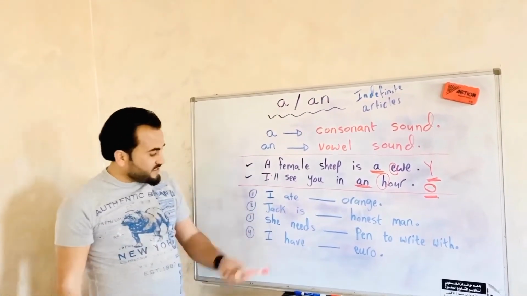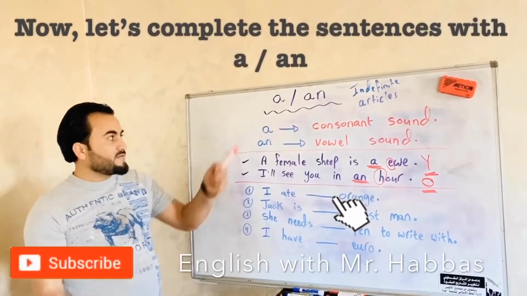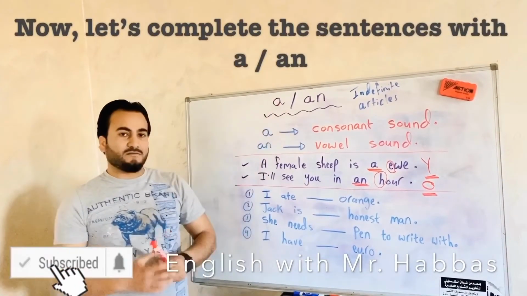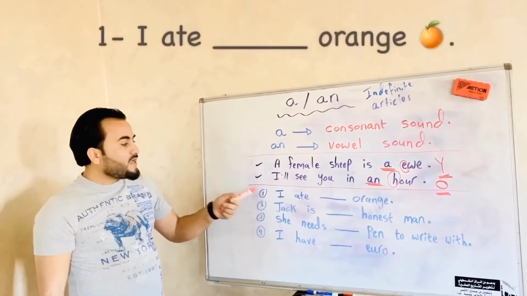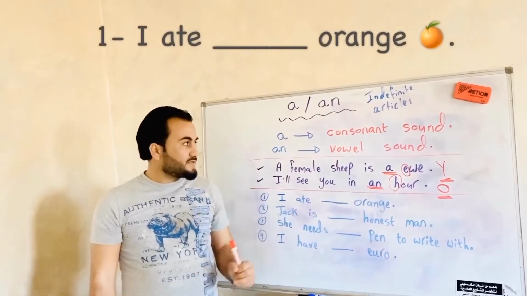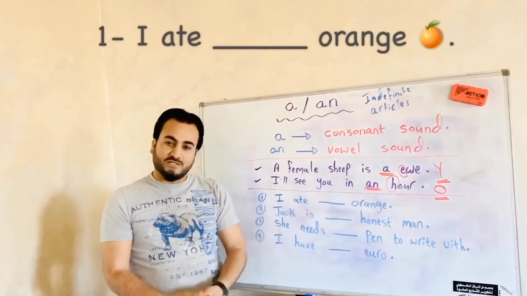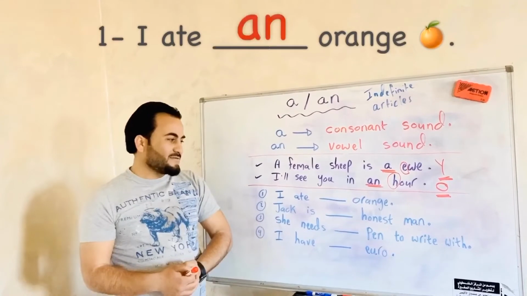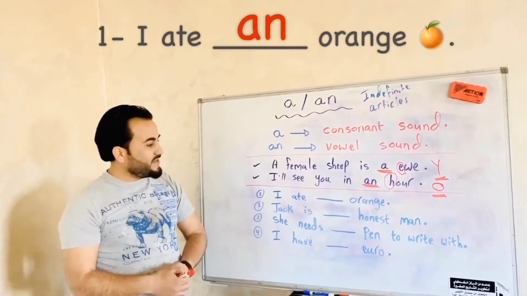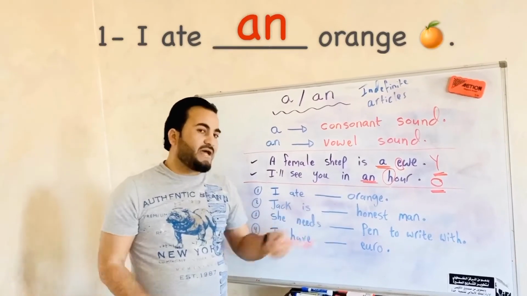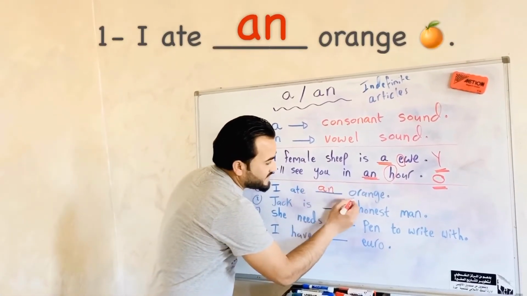I have here four sentences. Let's complete them with a or an. The first one. I ate, what do you think? A or an orange? I ate an orange. Why? Because the word orange begins with a vowel sound. Very nice. So the answer here is an orange.